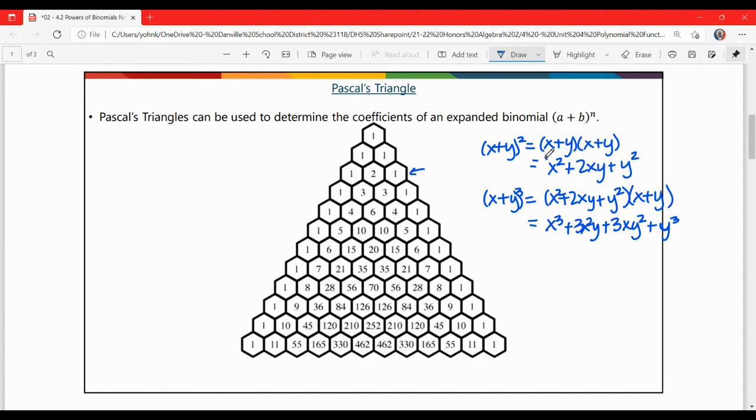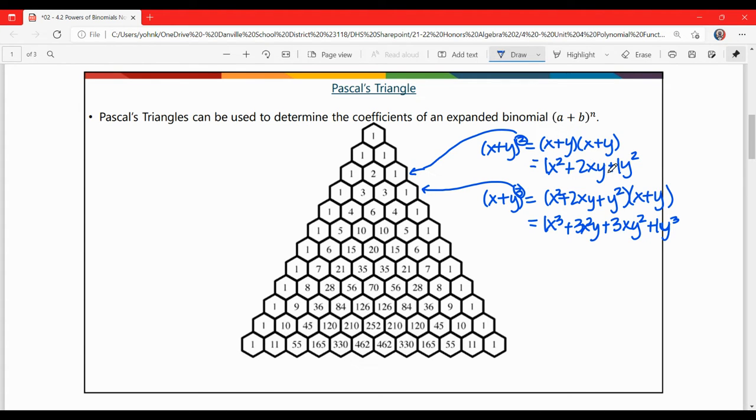So notice a pattern that right here in this row is the numbers 1, 2, and 1. And look here, I have the numbers 1, 2, and 1. And notice that it's the second power, and that is this one right here. This is the third power, which is this row. Notice the numbers are 1, 3, 3, 1. And here I have 1, 3, 3, 1. Ooh, pretty cool.